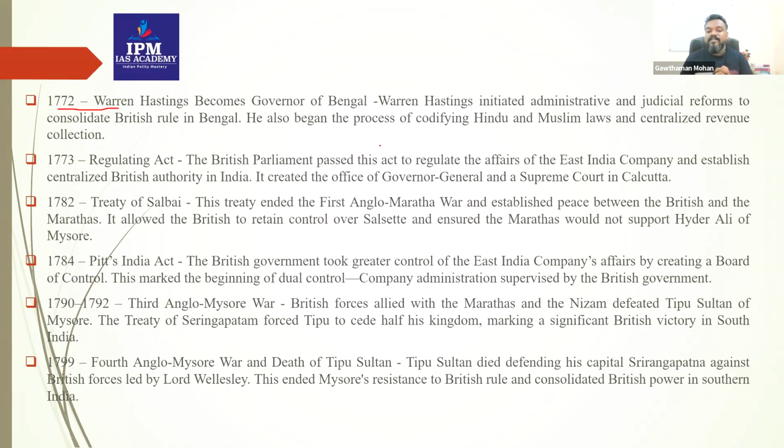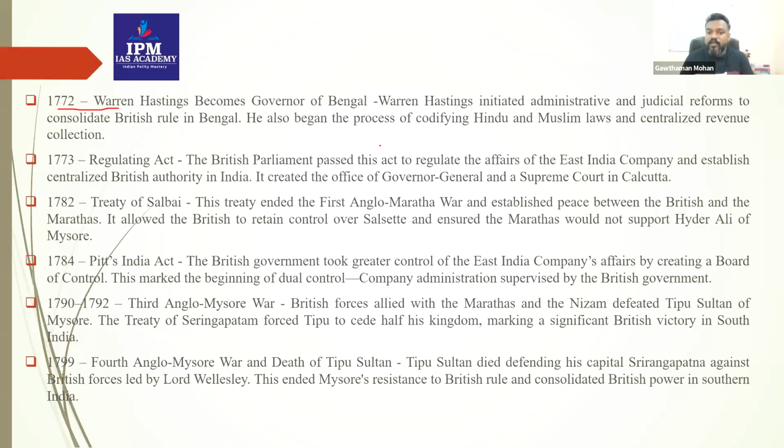The British Parliament passed this act to regulate the affairs of the East India Company and establish centralized British authority in India. It created the office of Governor General and a Supreme Court in Calcutta. So very, very important, because till then it was the British East India Company, a private company, that was actually taking care of the affairs of India.